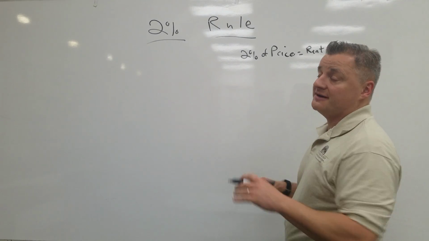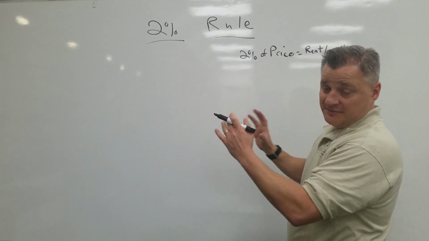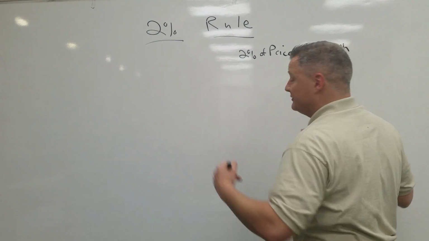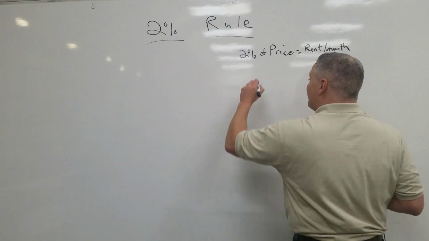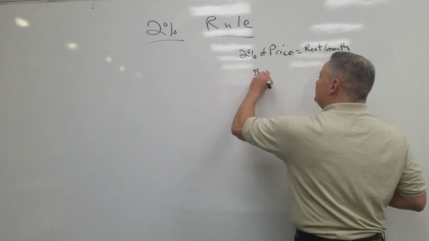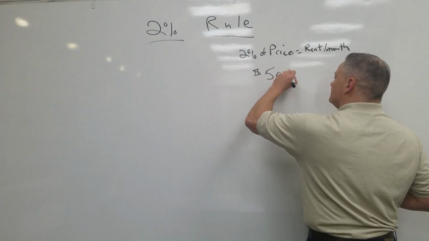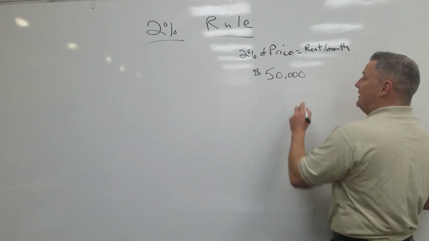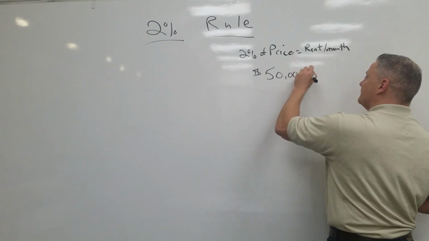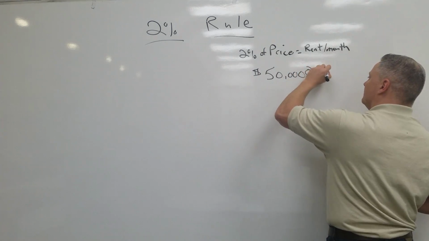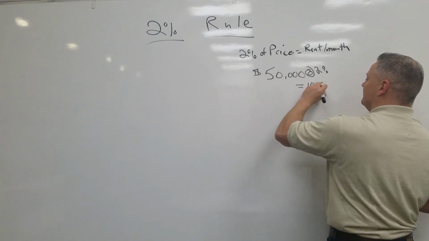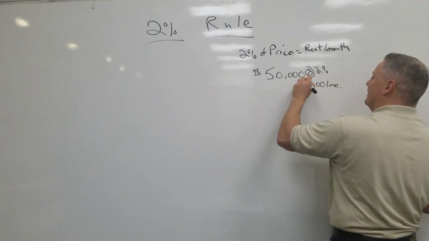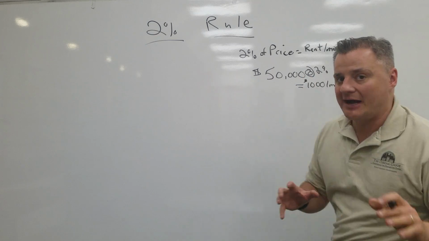So here's a very simple example. The numbers are going to be a little smaller, but they could expand out and go much bigger, so bear that in mind. Let's say you buy a property for $50,000. Okay? At the 2% rule, that means you should be bringing in $1,000 a month in rent. Okay?